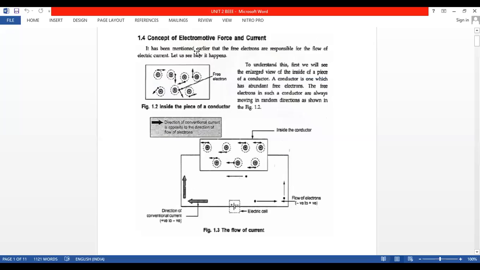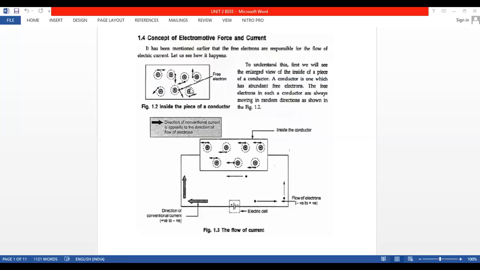Let us consider a conductor. Inside the conductor, we have electrons. These electrons are not moving in any direction. They do not have sufficient energy to move from one place to another. So inside a conductor, we have electrons, but they are not capable of moving from one region to another. These electrons require certain energy to move, to gain the energy.